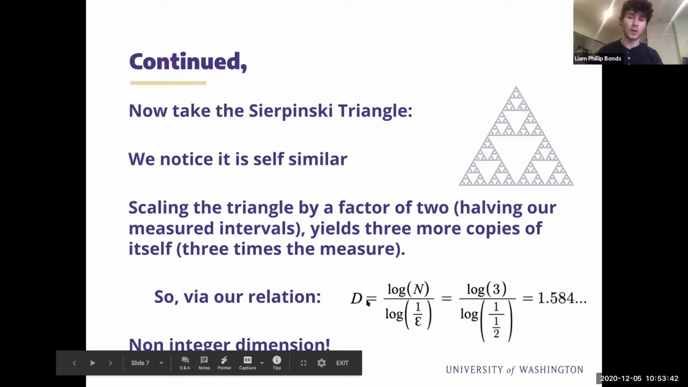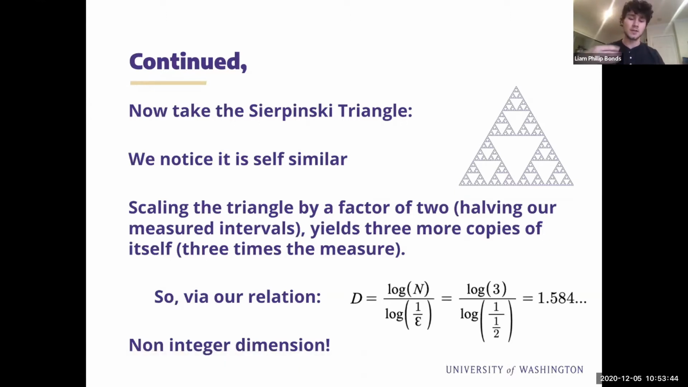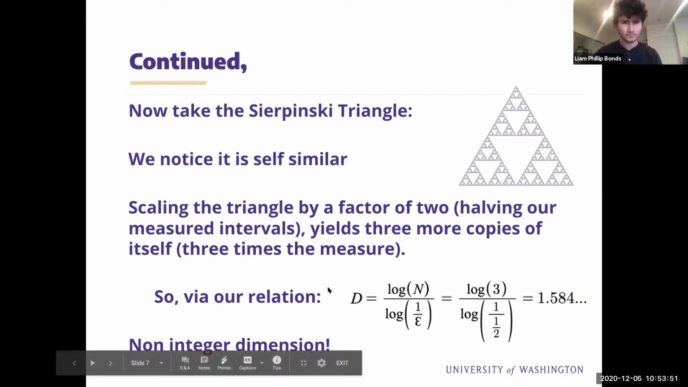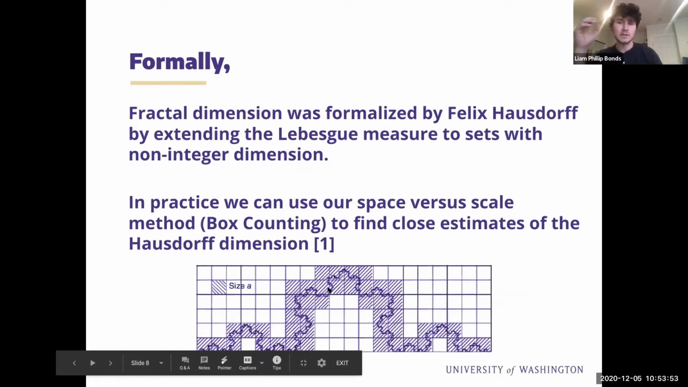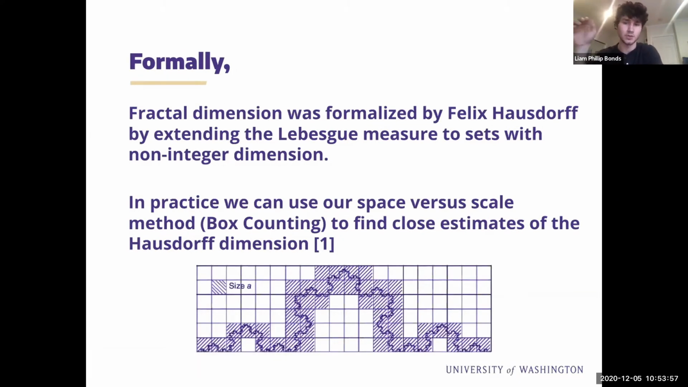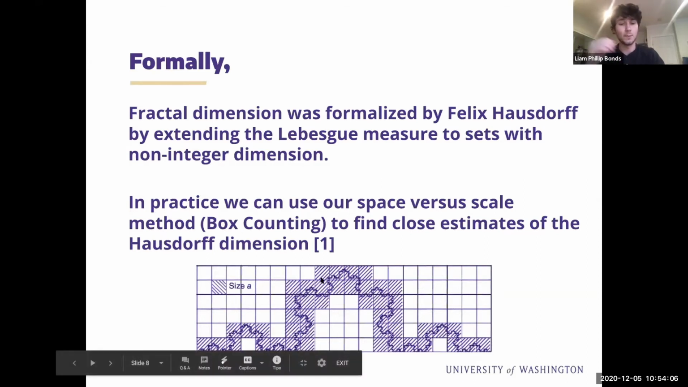And so the whole idea is you can have something in a plane that actually acts less like a curve and more like a surface. And so formally, it's a Hausdorff measure and dimension, which is extending the Lebesgue measure into non-integer dimension, but that's not very applicable to real world applications, especially when you're trying to experiment. And so we use the box counting method, which is the same idea of measuring measure versus scale.